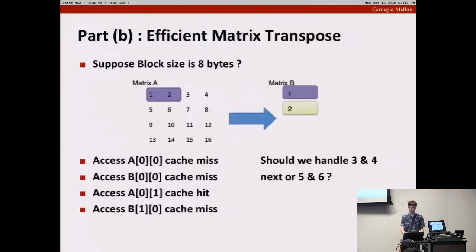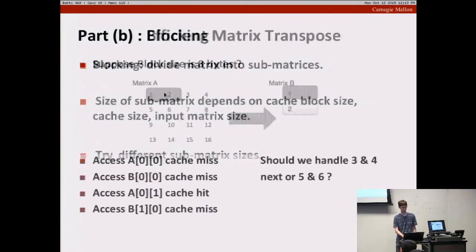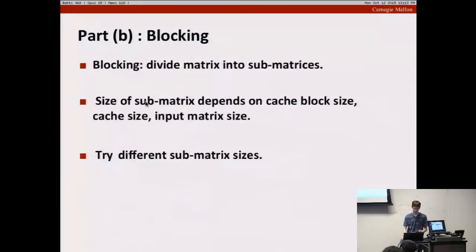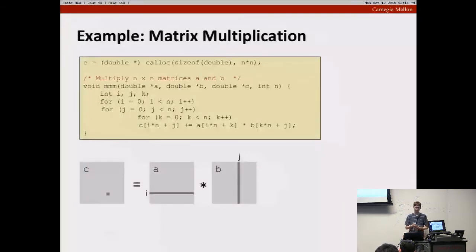And depending on how quickly these things will be evicted and how many bytes we have in our cache block, we might be able to increase the block size and get better performance from that. If this was more than 2, then maybe we'd want to consider something bigger than a 2 by 2. So this is one of the strategies that will be very helpful for you in Part B of Cache Lab. So we have an example where we're doing it here.